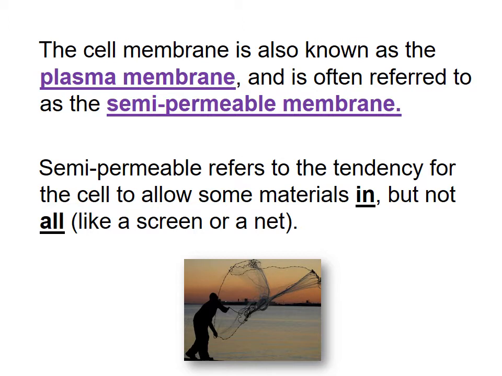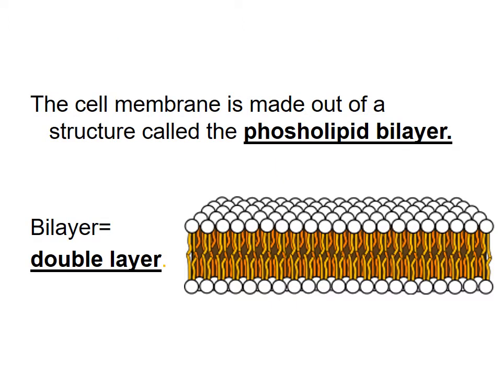Semi-permeable refers to the tendency for the cell to allow some materials in, but not all. So think about using a screen or a net, or even using a strainer after you've made spaghetti or macaroni or something like that. You are going to allow something to pass through, but not everything, so that you can catch what you need. The cell membrane is made out of a structure called a phospholipid bilayer, and bilayer just simply means double layer. So this is one layer and this is the other layer.